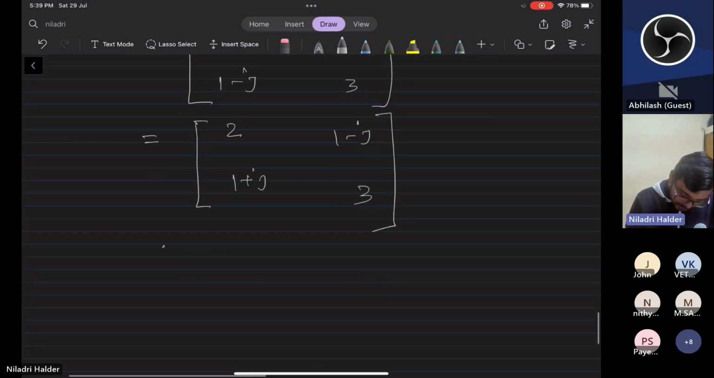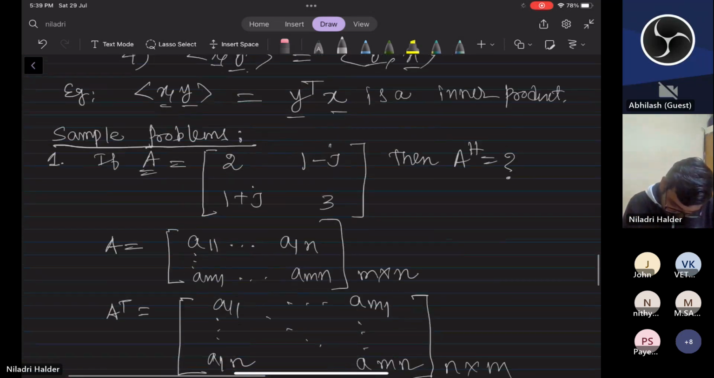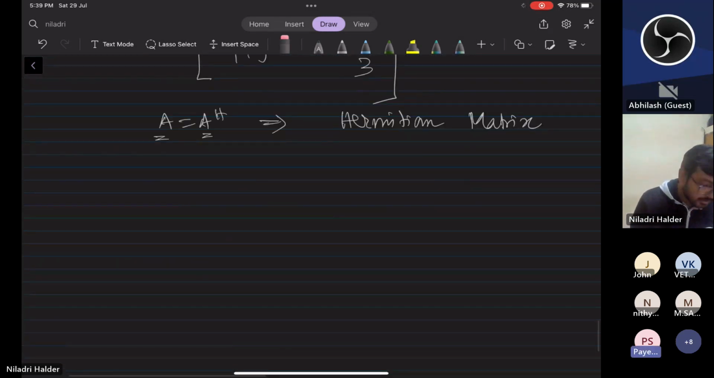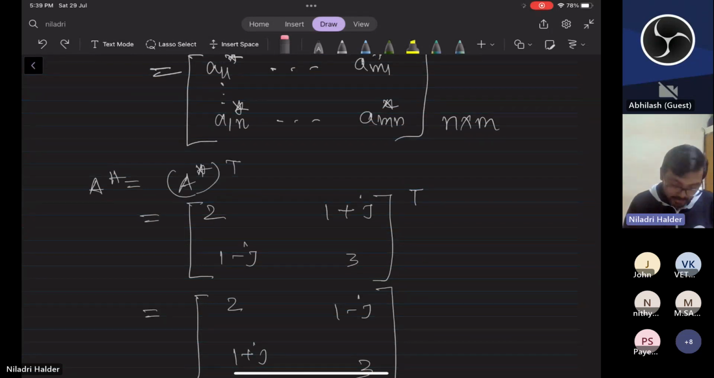So if you see that A equals A Hermitian, this matrix is called a Hermitian matrix. So how will we find that conjugate part? The conjugate of A can be found. We can conjugate each and every element of A.